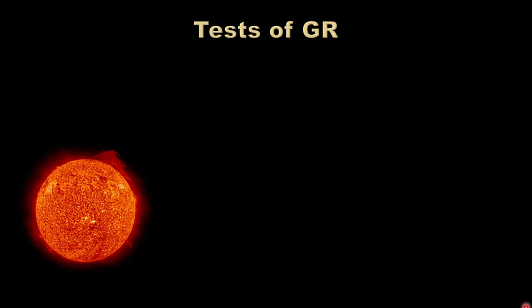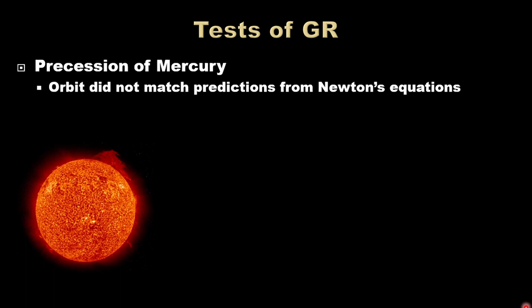There have been many tests actually of general relativity. It is an extremely well-tested theory for over 100 years. Let me just give you a few of them. So one of the first tests of general relativity was related to an observation that had already been made, and that was about the orbit of Mercury.